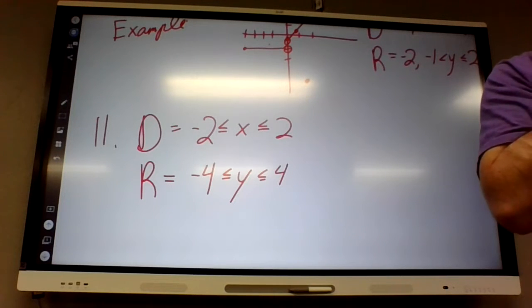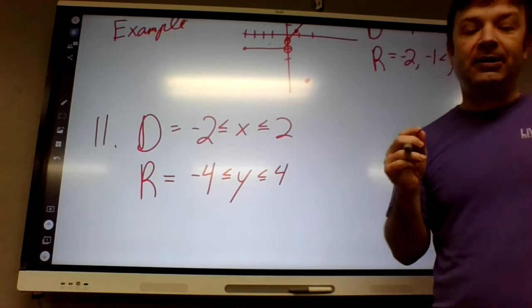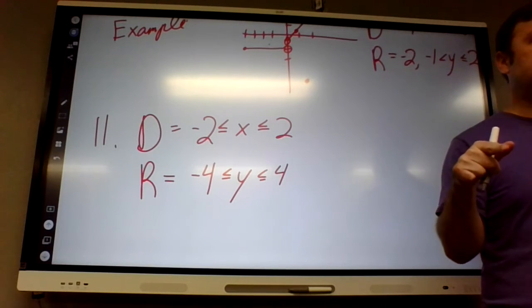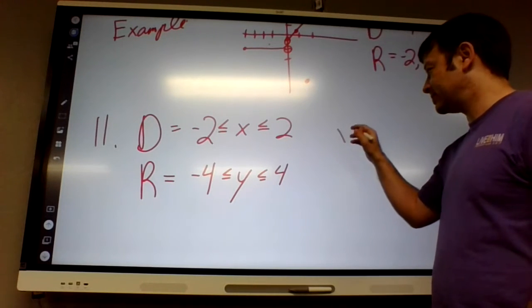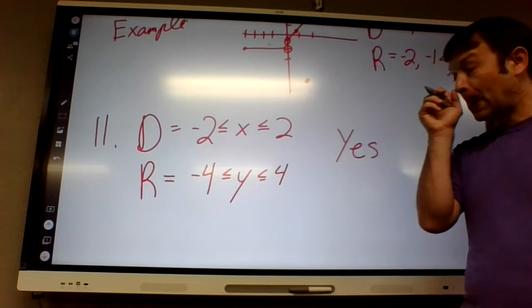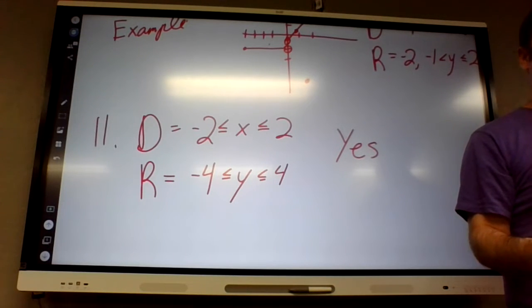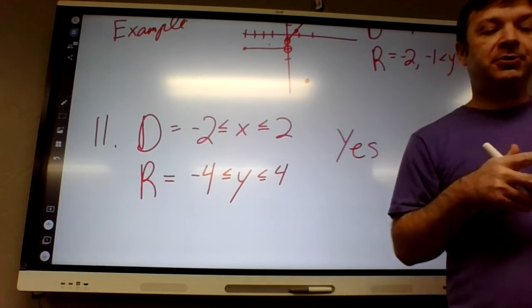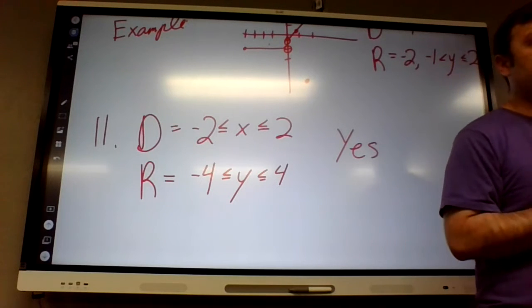12 is kind of like the example I did. Is number 11 a function? Does it pass the vertical line test? Yes, it does. Wait, okay. Let me reiterate. What is the vertical line test again? If you draw a vertical line, does it hit any more than one point? Any vertical line that you draw on that graph, does it hit more than once?